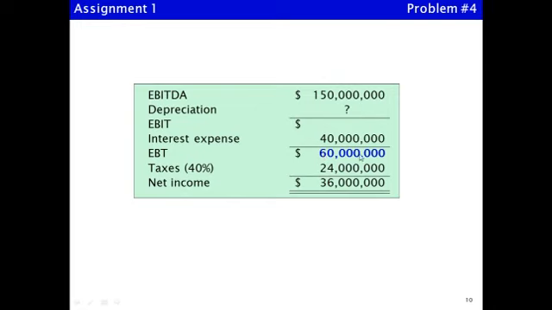Well, if EBT is $60 million and interest expense was $40 million, EBIT must have been what? $100 million, of course. And therefore, if EBIT is $100 million and EBITDA is $150 million, depreciation must have been $50 million. So these are very simple problems as long as you remember to take net income divided by 1 minus T to get the EBT, and then you simply start adding back what was subtracted.